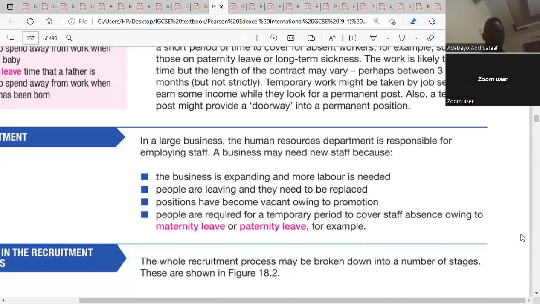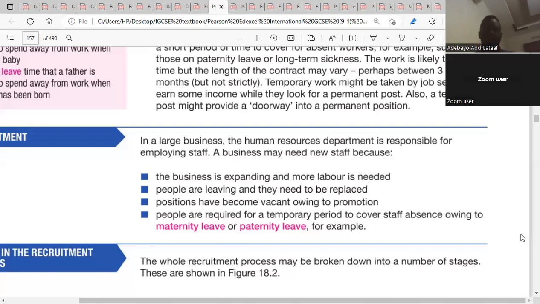Yes. So this might be a reason why the business is recruiting new workers. Is it clear? Okay. Number two, people are leaving and they need to be replaced. When someone leaves your company, you need to replace the person, yes or no? So that means there's a vacant position in your company because an employee has left. It needs to be replaced. That's another reason why businesses might need new staff.